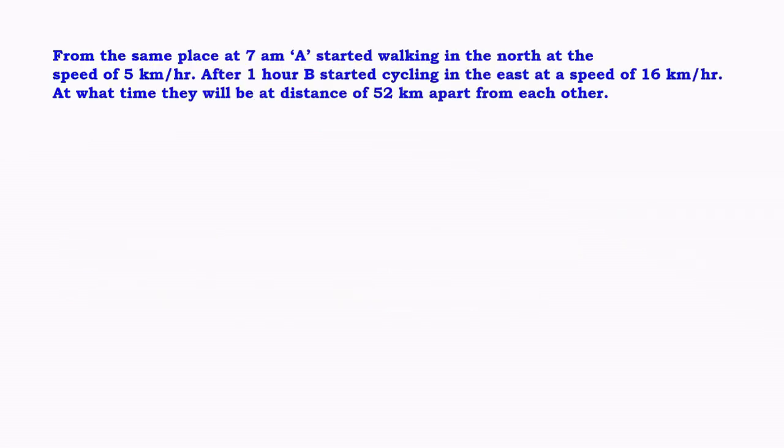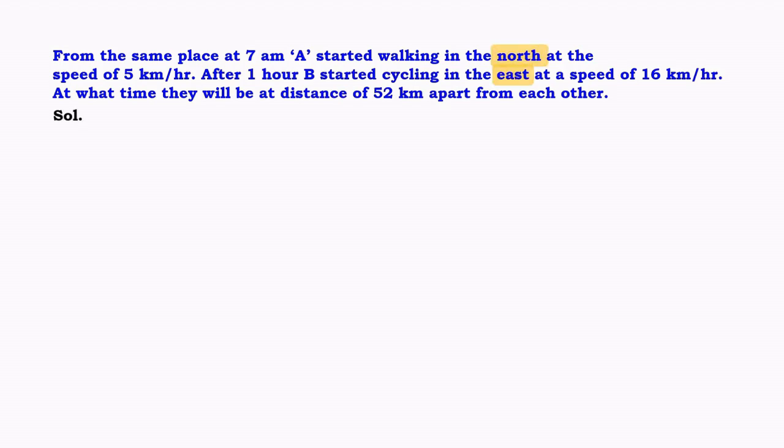Let's read the question carefully. From the same place, at 7 o'clock in the morning, A started walking towards the north at a speed of 5 km per hour. After 1 hour, B started cycling towards the east at a speed of 16 km per hour. At what time will they be 52 km apart?